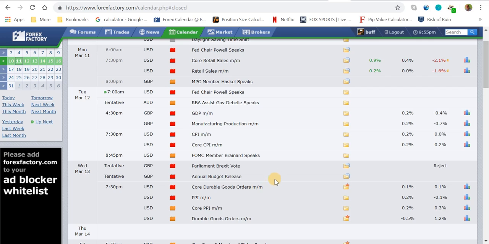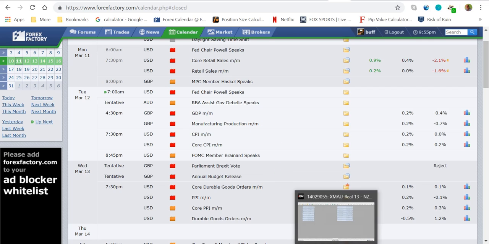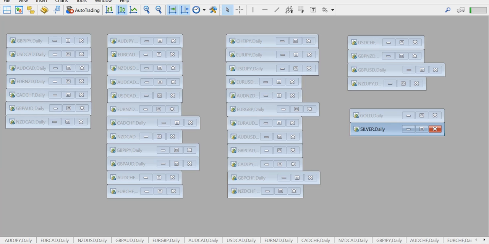The Parliament vote for Brexit is probably the big one out of the UK, which will affect GBP pound pairs. Geez, I'm having trouble speaking. It's about 10 p.m. here, so it might be just late.